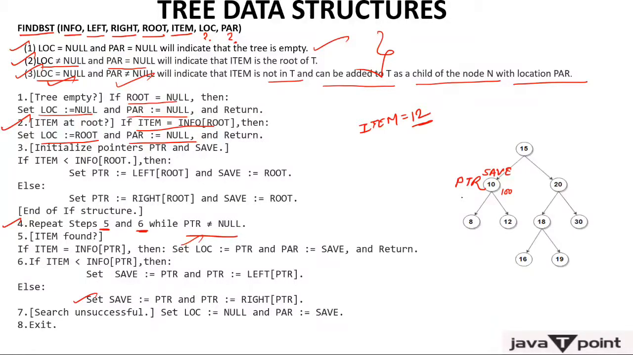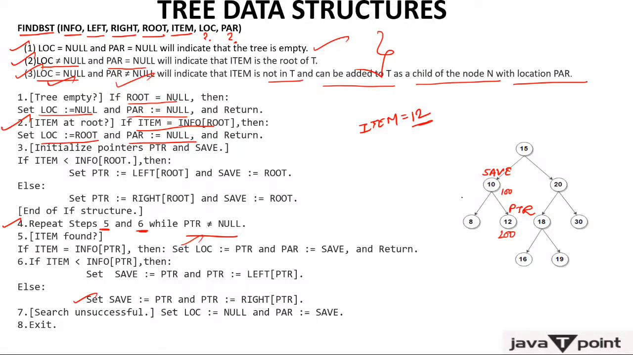So ptr comes to the right of ptr. So ptr comes over here. Fine. Okay. Again, this is the sixth step. I'll not leave this sixth step because the fourth step is telling me to repeat 5 and 6 until ptr is not null. Is ptr not null? Yes. PTR is pointing to node number 12 and suppose the address of node 12 is 200. Fine. Yes, it's not null.